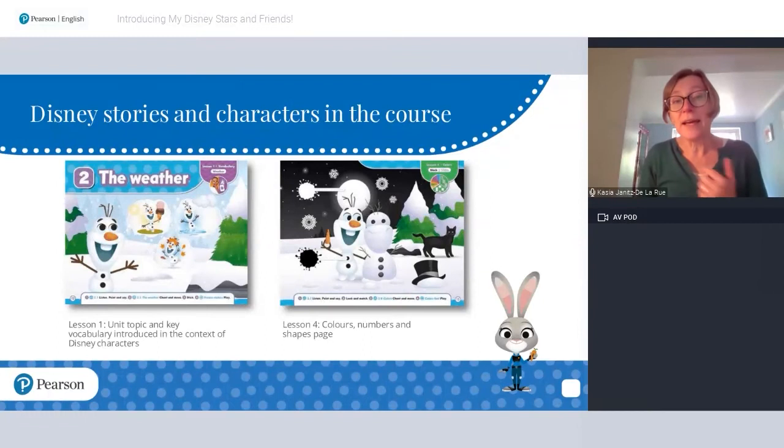The next moment when children meet the Disney characters is in lesson 4, where we have a lesson dedicated to early mathematical work, to colors, numbers, and from level 2 also shapes. And the same Disney characters appear in this lesson in every unit.